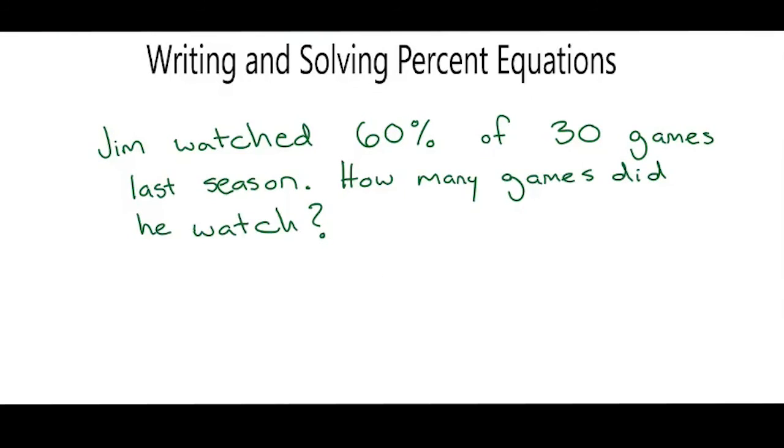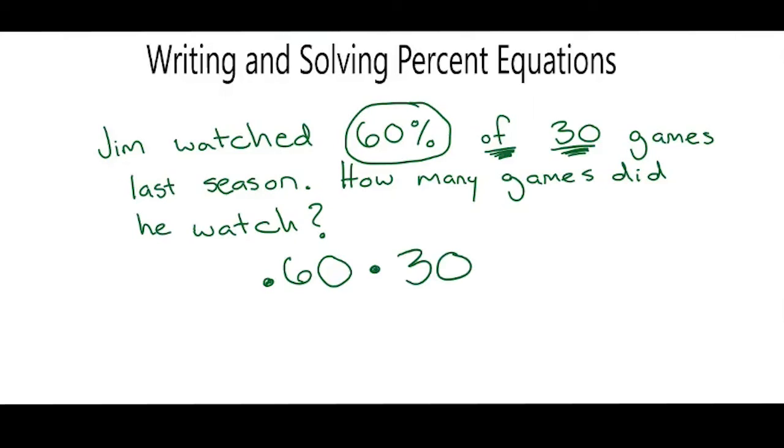Here we have a little bit of a story problem. So Jim watched 60% of 30 games last season. How many games did he watch? Well, remember, we have our percent here, and I'm going to turn that into 0.60. Of, well, that's multiplication. So when you see 60% of, that means 60% times 30. And that will tell us how many games Jim watched.